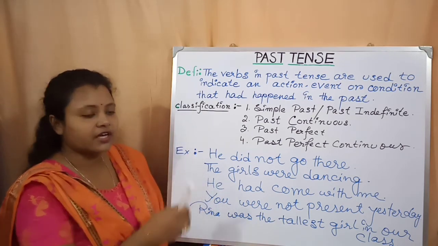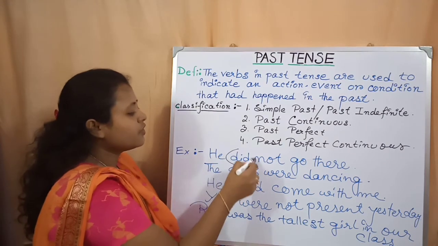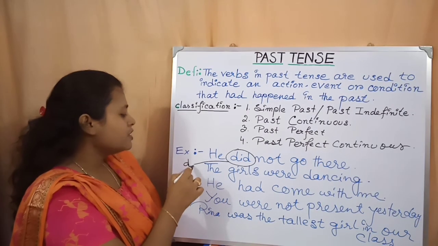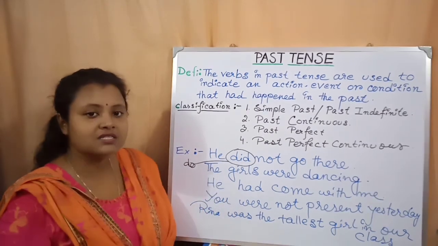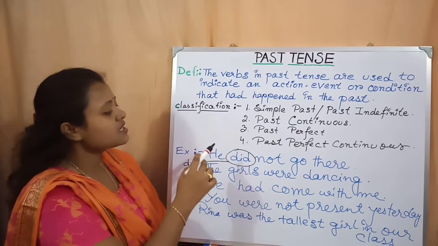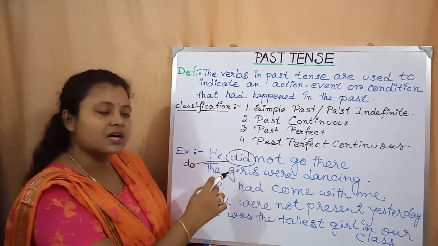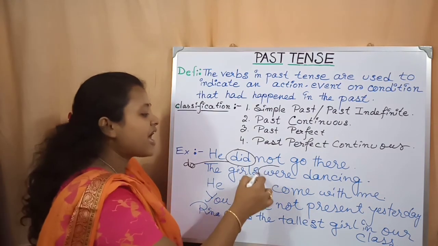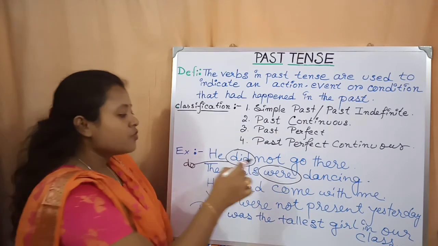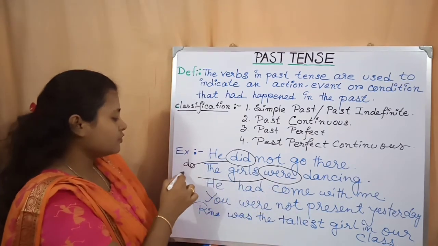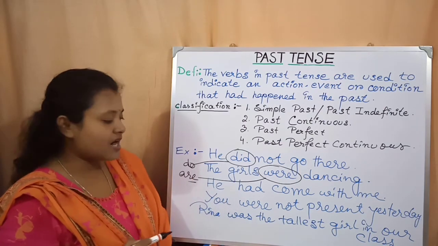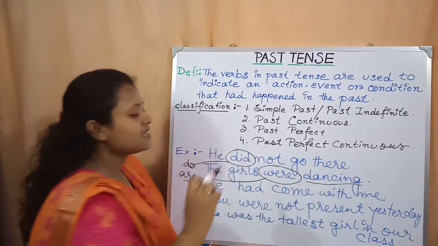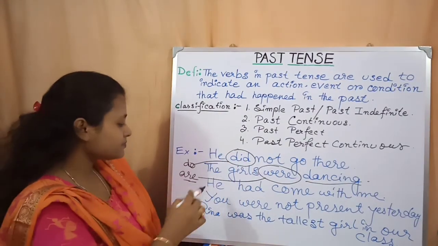Look at the first example. He did not go there. Look at the verb over here. Did. Did is the past tense of the verb do. Do is the present tense. Did is the past tense. So here in this sentence, the sentence is written in past tense. Now come to the second sentence. The girls were dancing. Here were is the to be verb. Were is the past form of the verb are. Are is the present. Are is written in present tense and were is past tense. So were dancing means the sentence is written in past tense.